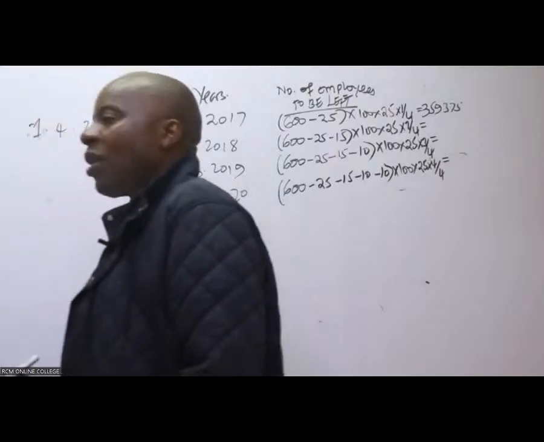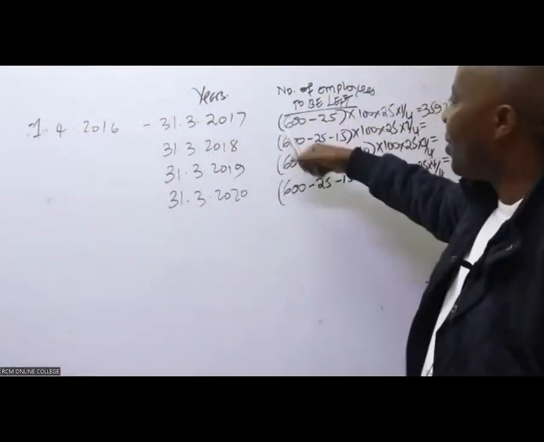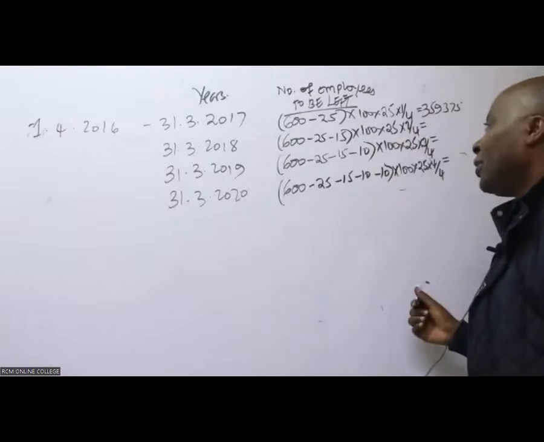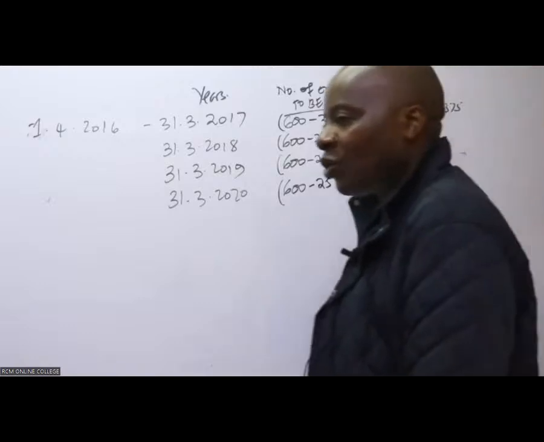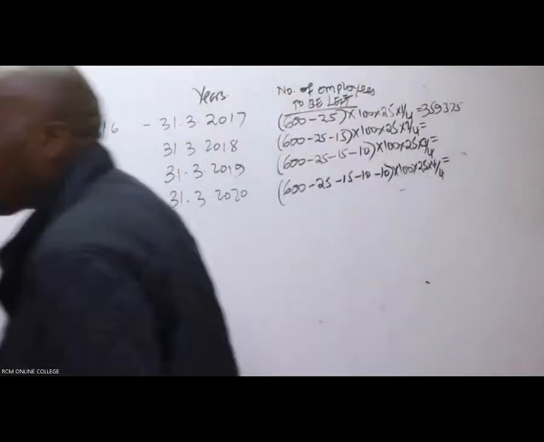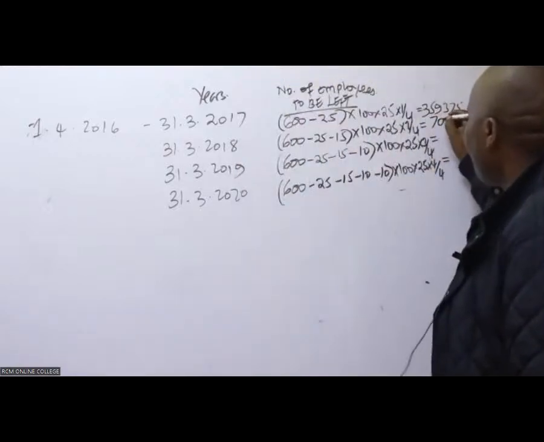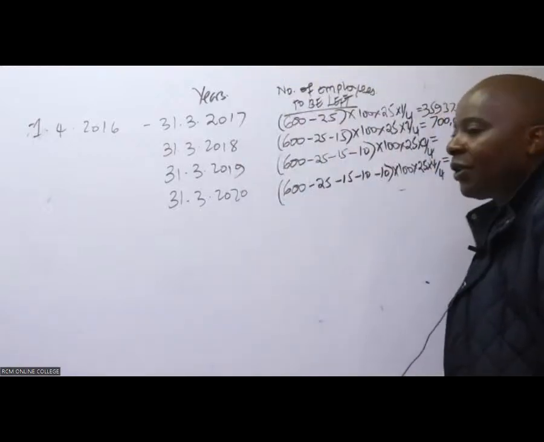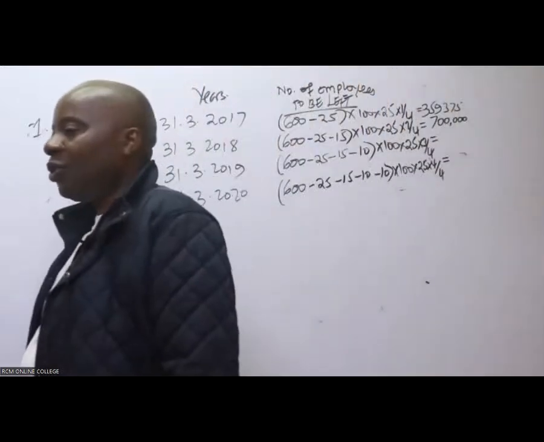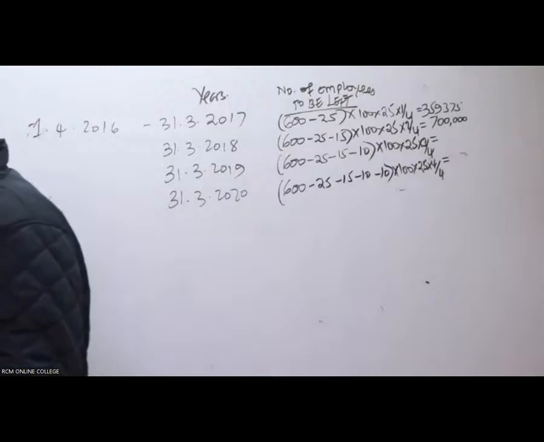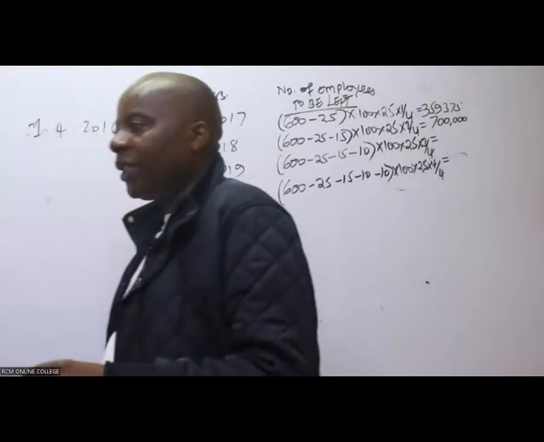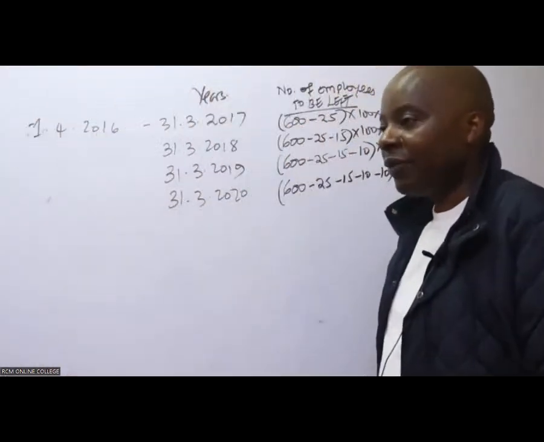So how about the second one? The second one, you open brackets nicely. 600 minus 25 minus 15, close, times 100 times 25 times 2/4. According to this, 700,000. Someone else should be able to confirm figures. When two answers happen to be the same, then automatically we say everything is okay. 700,000. Thank you very much.